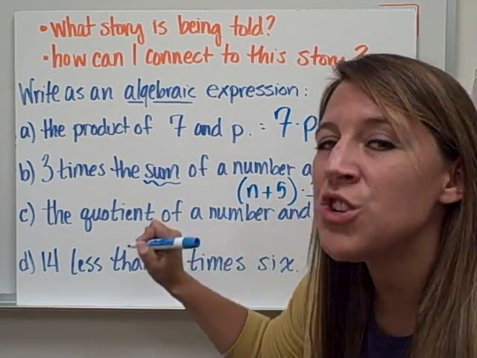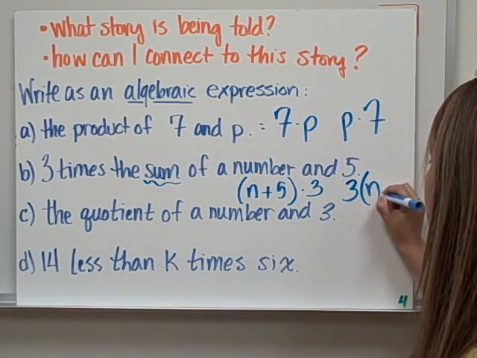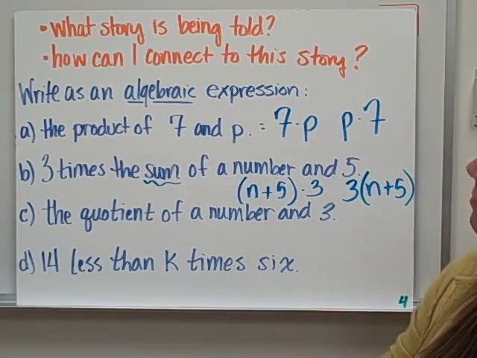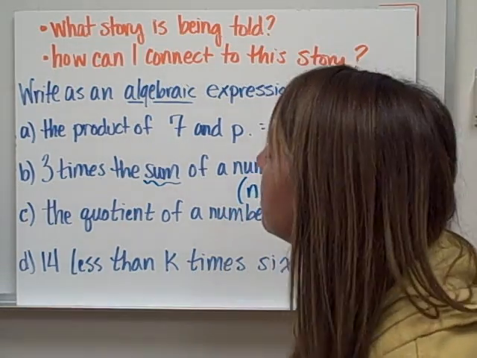Again, multiplication is commutative, so your answer could look like 3 times n plus 5. Okay? And again, the variable letter you use doesn't matter in this case.